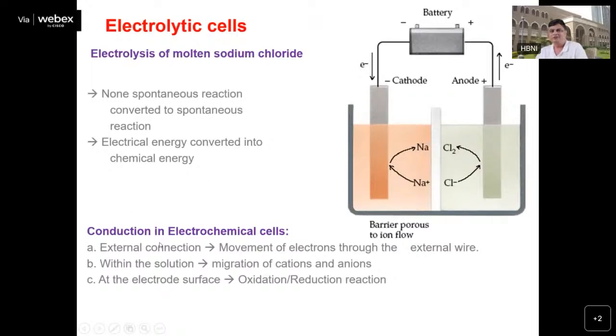And conduction in the electrochemical cell: in the external connection there is only movement of electrons through the external wire. Then within the solution, migration of cations and anions takes place, and at the electrode surface, both the oxidation and the reduction reactions occur.